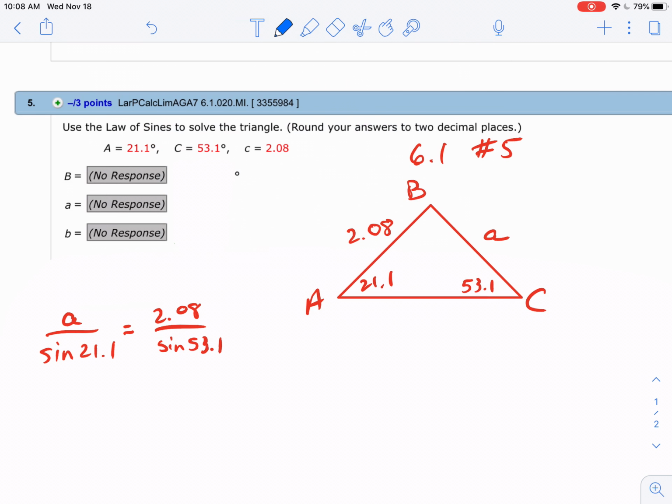And before I do that, some of you might have said, wait a minute, you're supposed to find angle B first. Angle B doesn't matter in this part. I can do work without it, but 180 minus 21.1 plus 53.1. So I will add my 2 angles together. And when you go to a calculator and you say 180 minus the sum of 21.1 plus the 53.1, you end up with 105.8.